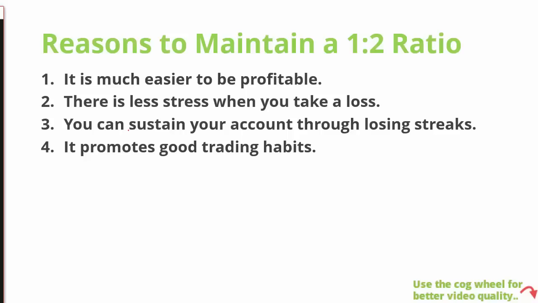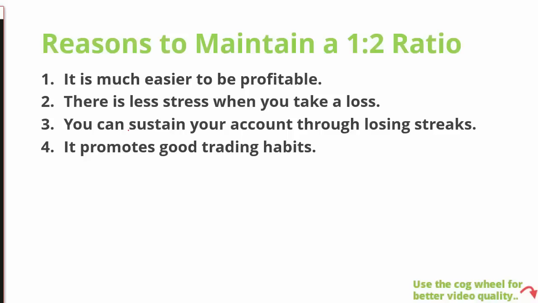Anyway, so reasons to maintain a risk to reward ratio of 1 to 2. That's what I was trying to say earlier. My target is double my stop loss, so my risk reward ratio is 1 to 2. My risk is 1, my reward is 2. That's what I'm trying to aim for, and that's a minimum. My risk to reward ratio is 1 to 2 as a bare minimum.